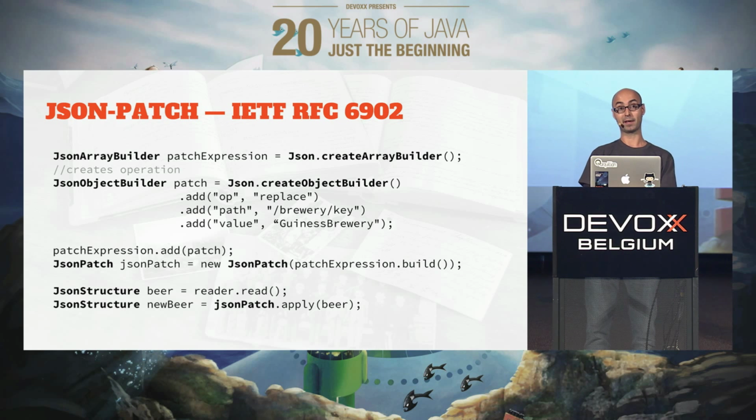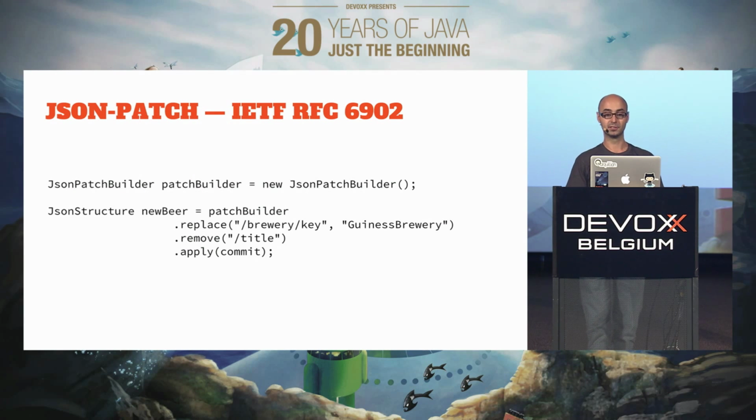As we have said, JSON Patch is a JSON document, so you can create an array builder, you create your object builder with the op, replace the path and the value and so on. Then you create a new JSON Patch object where you put the JSON array. And then I read the JSON structure, which is the beer, and I do a JSON patch.apply to that document, and I will get the result document with all the changes applied. This is one way, which is okay, but you need to remember all the op, path, value and the valid values for op, for example.